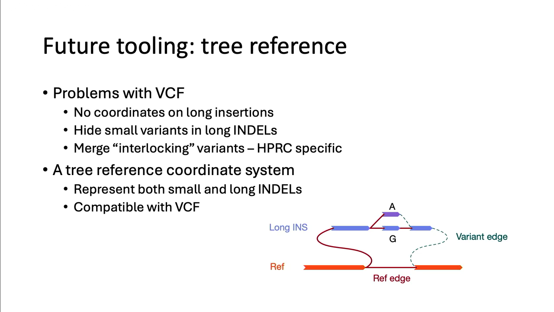The red edges form a tree, and the rest of the edges are variants. Basically, this variant edge corresponds to this AG substitution, and this variant edge corresponds to this insertion. Then you can separate the insertions and the SNPs from that.